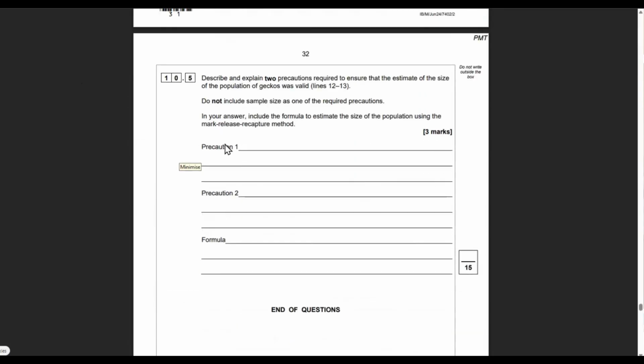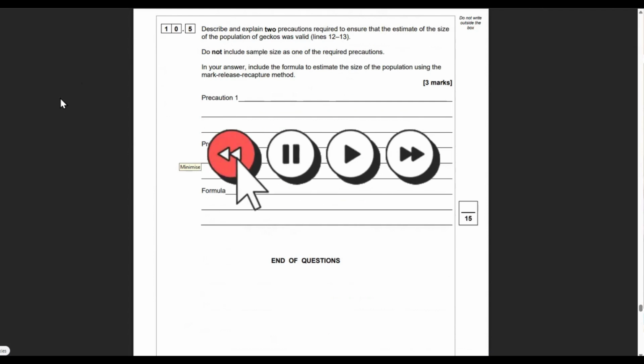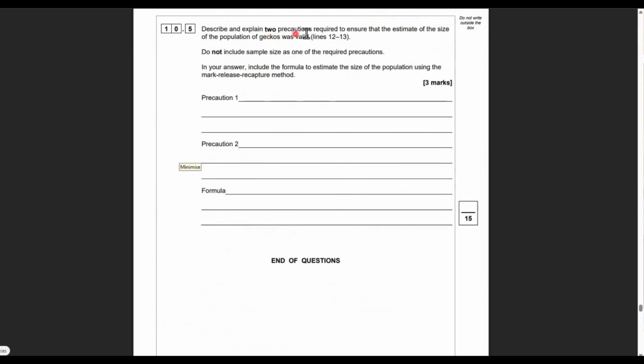So for this one, describe and explain the two precautions required to ensure, no, let's rewind. 10.5. Describe and explain two precautions required to ensure that the estimate of the size of the population of geckos was valid. Do not include sample size as one of the required precautions. In your answer, include the formula to estimate the size of the population using the mark release recapture method.